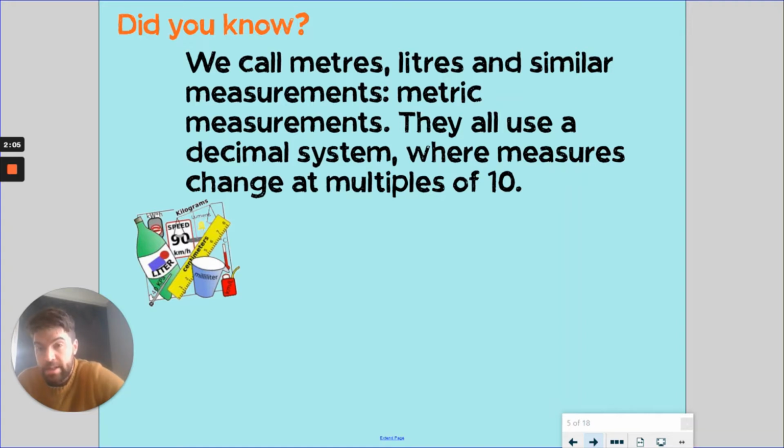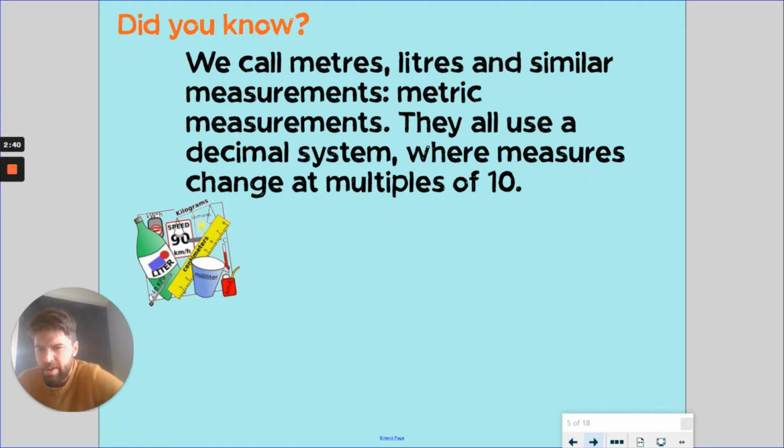Even some of the scientific units like watts and kilowatts work in a metric system. Those are units of electrical power. Volts and other scientific units. Anything that subscribes to a decimal system can be thought of as a metric measurement. Now, a decimal means that the units change at multiples of 10. So, for example, litres. A litre is made up of 1,000 millilitres, and 1,000 is a multiple of 10.